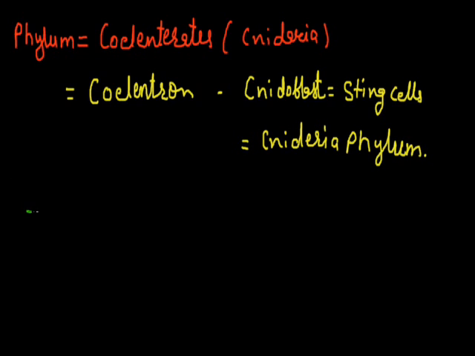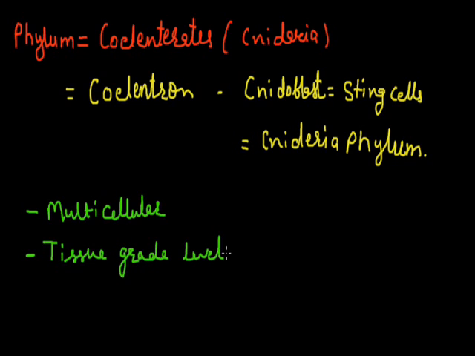In this group, animals are multicellular. It means they are made up of many cells. These animals have the tissue grade level of organization, which means in this group living beings are made up of tissues. What are tissues? Tissue is a group of cells which have a common origin and perform similar functions.